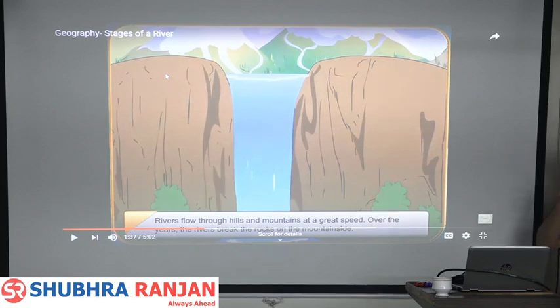In the plains, as the steepness of the slope decreases, its speed decreases, and when the speed decreases, the main work of a river is deposition. And this is the mature stage.